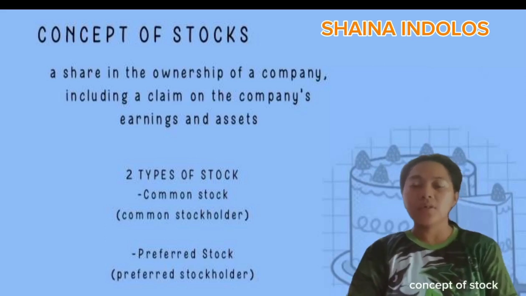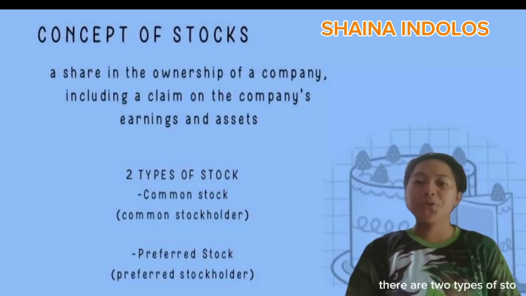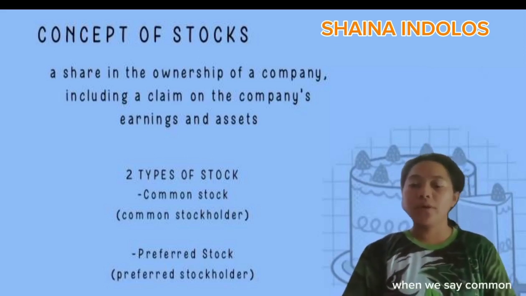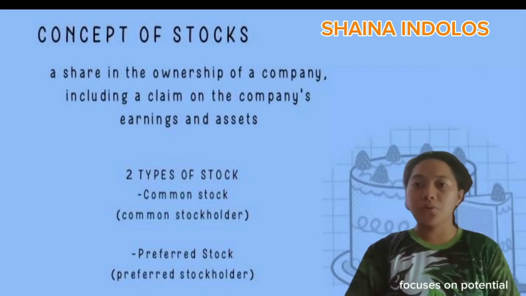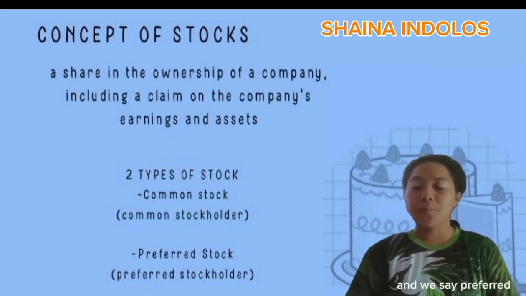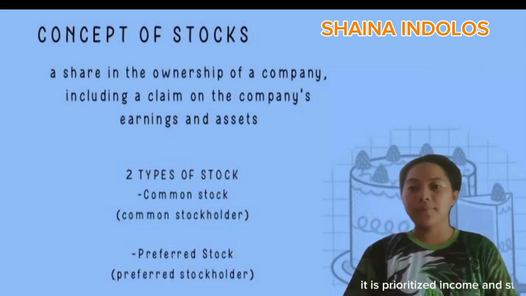Concept of stock. Stock is the share of the ownership of the company. There are two types of stock, the common and the preferred. When we say common, it focuses on potential growth and comfortable risk for the investor. And when we say preferred, it prioritizes income and stability.